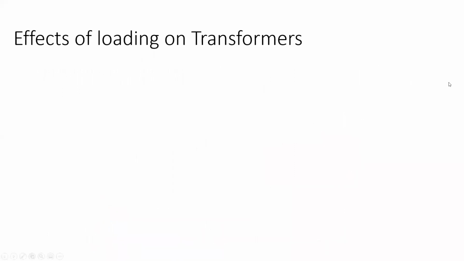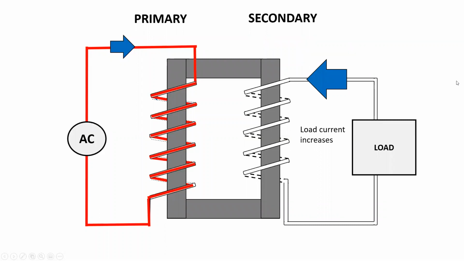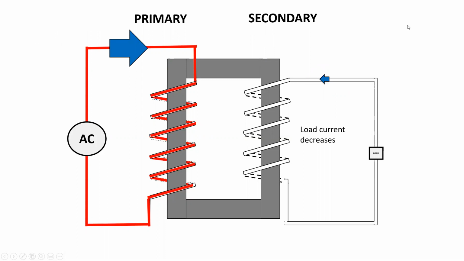Let's talk about the effects of loading on transformers and have a deeper discussion on how a transformer actually functions. So remember from a previous presentation, we said the primary and secondary are linked or coupled together through magnetic flux. Magnetic flux is what is going to couple these two together, and that load current magnitude will cause an effect in the primary current's magnitude. So if it increases, it causes the primary to increase also, and if it lowers, it causes a reduction in the primary current.